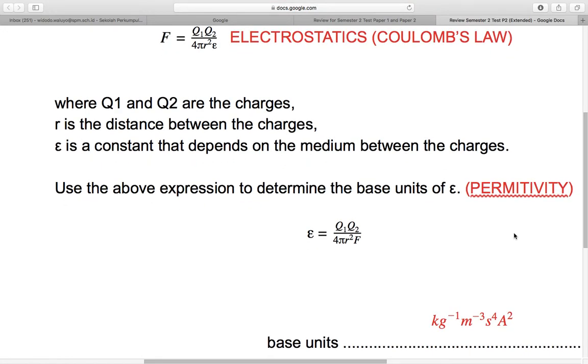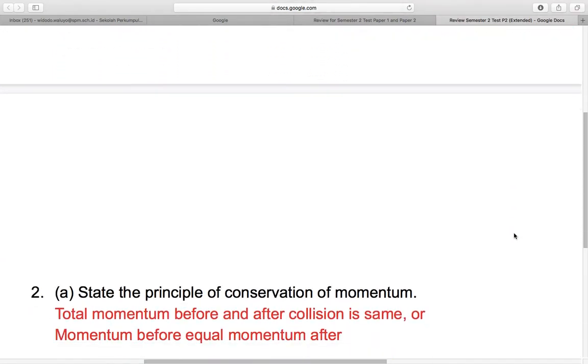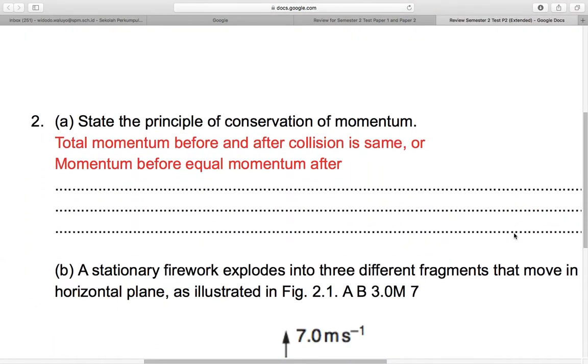Yes, this is about electrostatics or Coulomb's law. This is about permittivity, that constant that depends on the medium between the charges. Okay, we continue again. Number two.